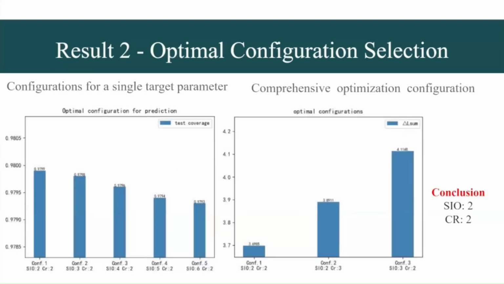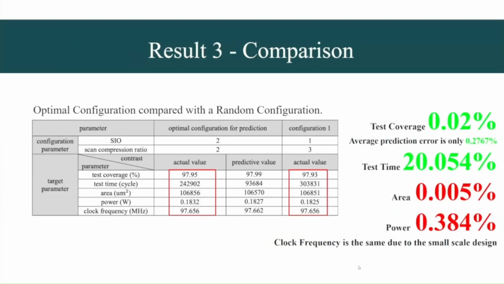Then we enter the last stage, which is to choose the parameter configuration. On the left side, for each category, we will have a different comparison. If we only want to consider test coverage, then we can just choose the first configuration by setting SIO2 and the compression ratio to 2. If we want the comprehensive optimization, we will use the distance of the overall and choose the minimum.